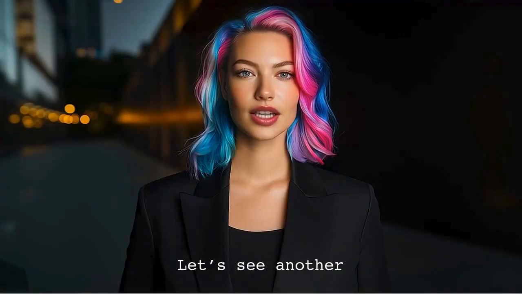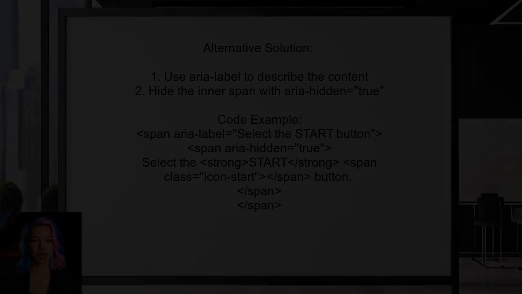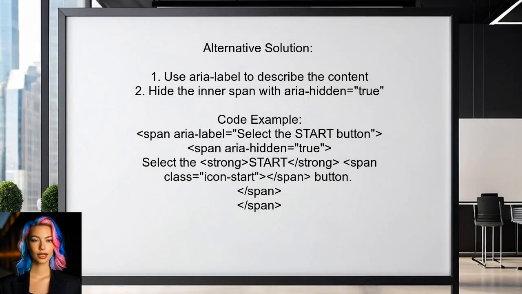Let's see another perspective. An alternative solution provided by a user involves using the ARIA label attribute. They suggest wrapping the text in a span with an ARIA label that describes the content while hiding the inner span with ARIA hidden set to true. This way, the screen reader announces the full text without interruptions.